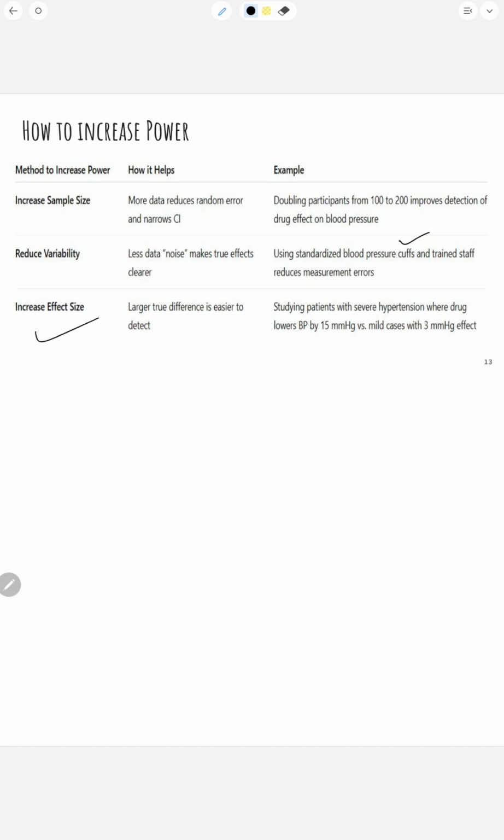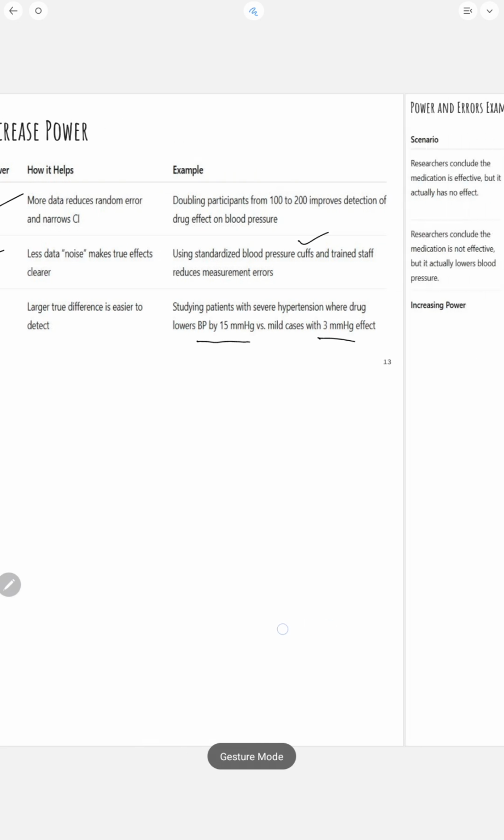Basically, if you're trying to detect something that's bigger, it's easier to find. For example, if you're trying to detect a drug that lowers blood pressure by 15 millimeters of mercury, it's easier to detect that than if you're trying to detect 3 millimeters of mercury. So increasing power, three things you can do: increase sample size, reduce variability, and increase the effect size.